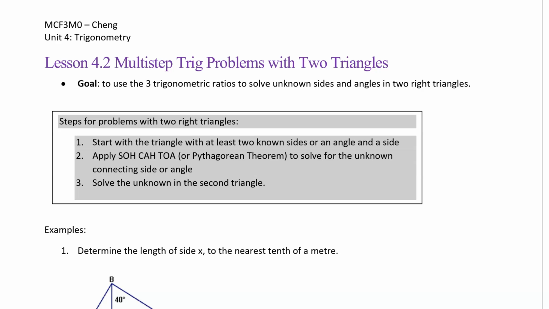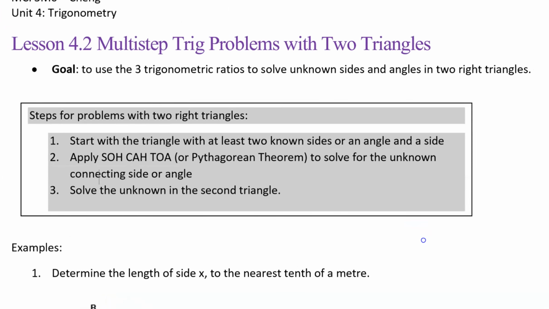This is lesson 4.2, multi-step trig problems with two triangles. These are two right angle triangles. The goal here is to use the three trig ratios, maybe even the Pythagorean theorem if that opportunity is there, to solve unknown sides and angles in two right angle triangles. All right, let's get straight into the steps.